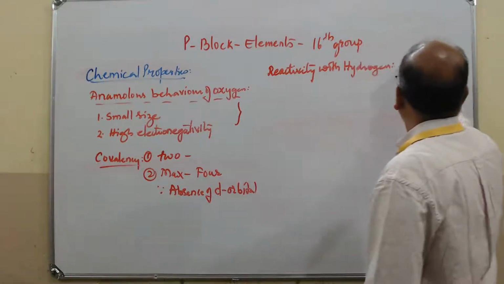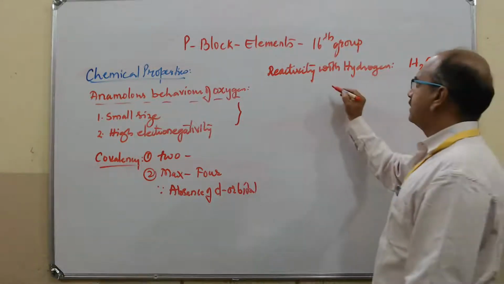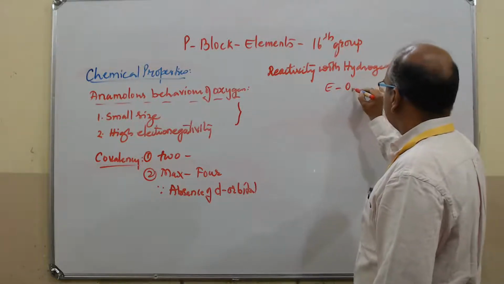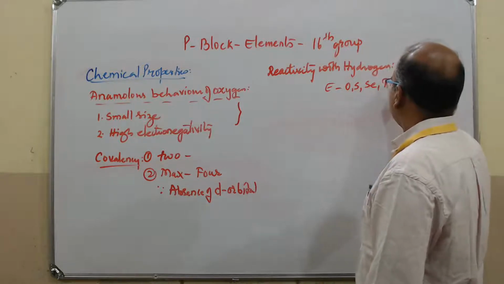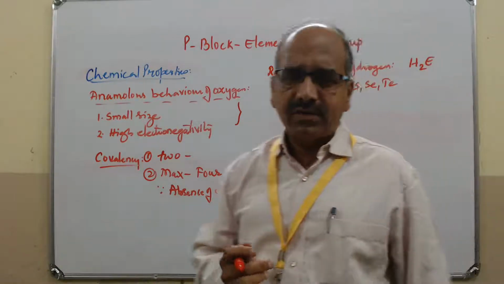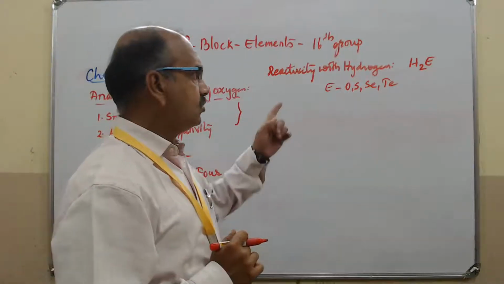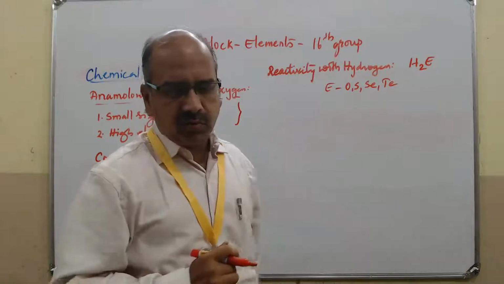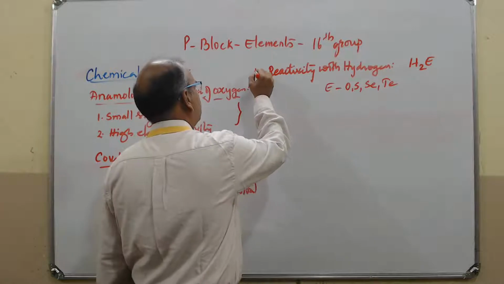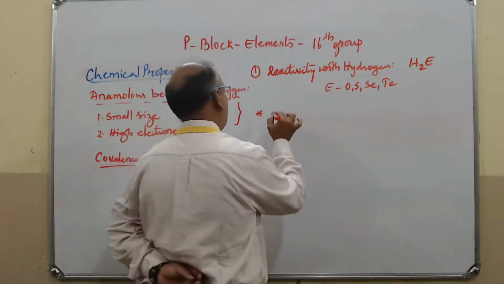So what type of hydrides are going to be formed? H2E type. Now, what is this E here? E can be oxygen, sulfur, selenium, tellurium. The water molecule is the hydride of oxygen. So four types of hydrides can be formed here: H2O, H2S, H2Se, H2Te. Further, coming to the different properties, this was the first property. Now let us see the acidic character of hydrides.